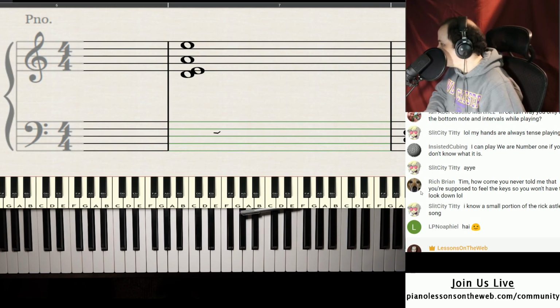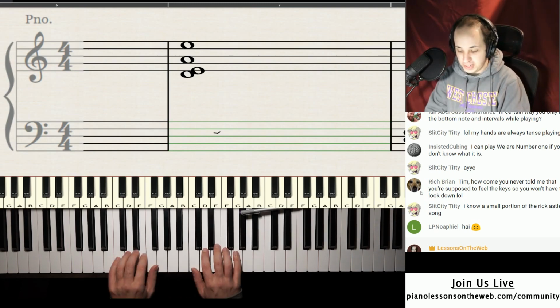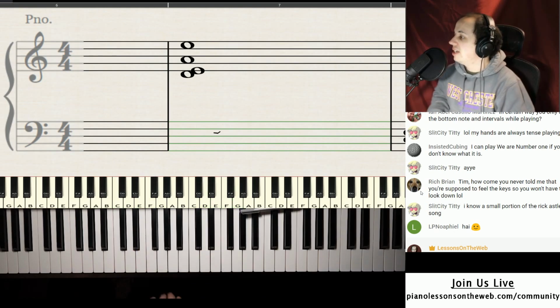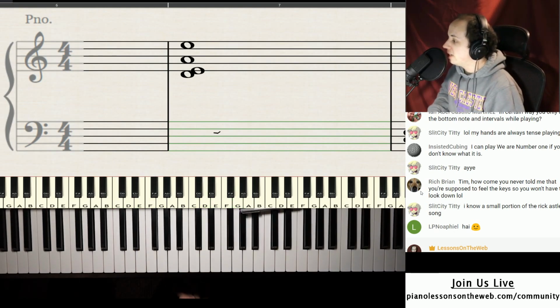My hands are always tense playing. So yes, you don't want to have your hands too tense while playing, or else they get kind of stiff. It gets kind of hard to play up and down effectively.